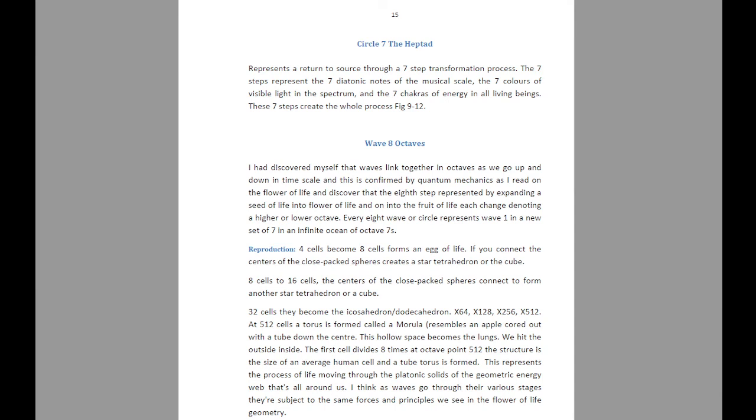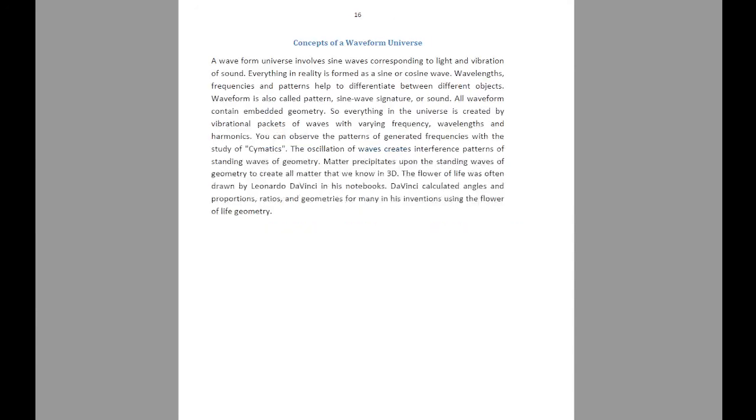This hollow space becomes the lungs. We have turned the outside inside. The first cell divides 8 times at octave point 512. The structure is the size of an average human cell and a tube torus is formed. This represents the process of life moving through the Platonic solids of the geometric energy web that's all around us. I think as waves go through their various stages, they're subject to the same forces and principles we see in the flower of life geometry.